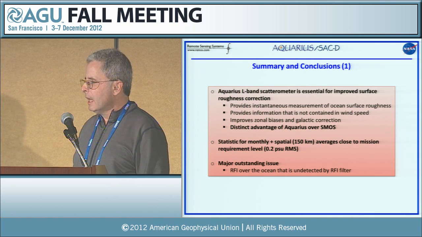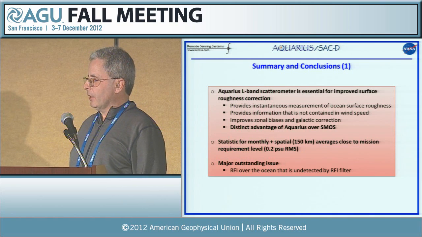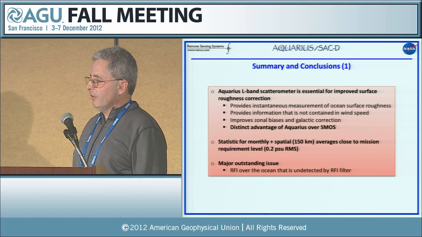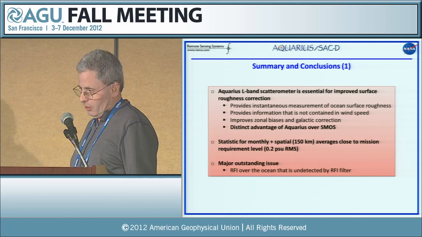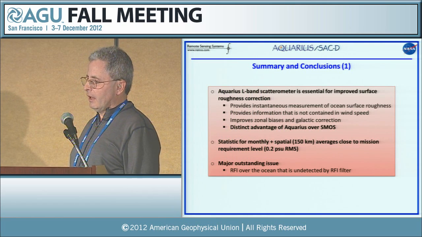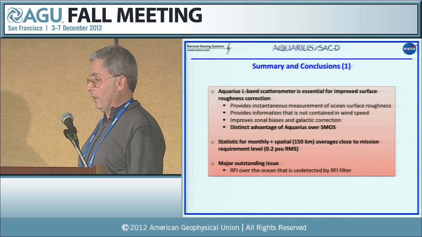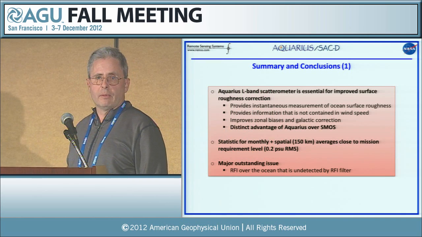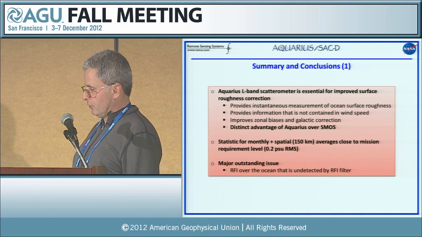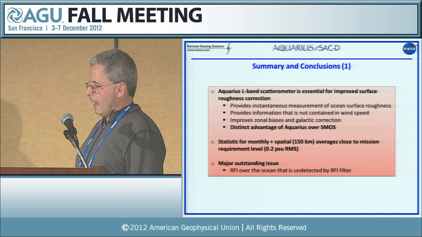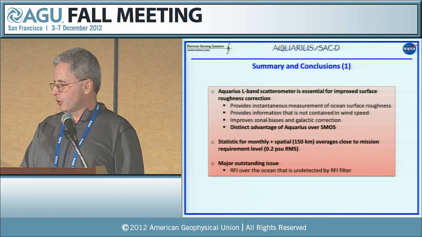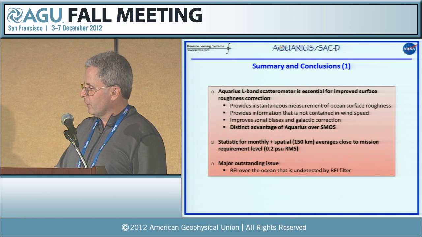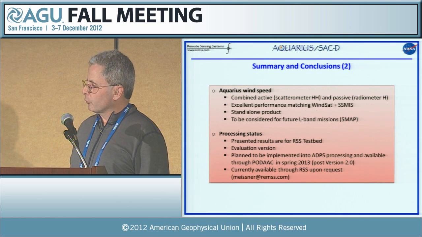Coming to my conclusion. We have shown that the Aquarius radiometer and scatterometer is essential for improved surface roughness correction. It's an instantaneous measurement. It has information that is not contained in the wind speed, such as wave height. And that gives Aquarius a distinct advantage over, for example, SMOS, which doesn't have a scatterometer. We are getting close to the mission requirements. We have shown that when we do the monthly averages, we are close to the 0.2 PSU. One major outstanding issue I just want to mention is RFI, which we still have. There are some RFIs sneaking through even over the ocean, and that's something we are going to address.